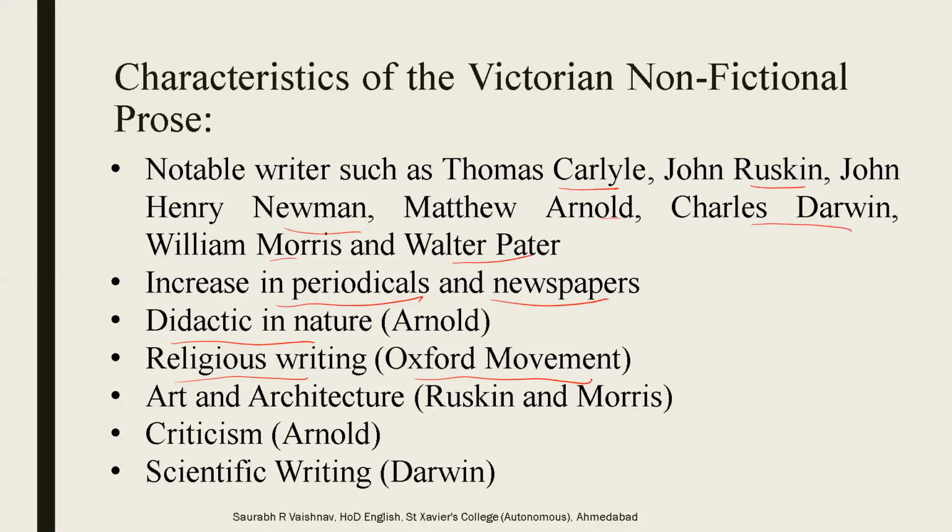Prose was also about art and architecture. John Ruskin especially discussed various aspects of art and architecture. Literary criticism was also written. Matthew Arnold primarily contributed to the literary criticism written during the Victorian age, and scientific writing by Charles Darwin.